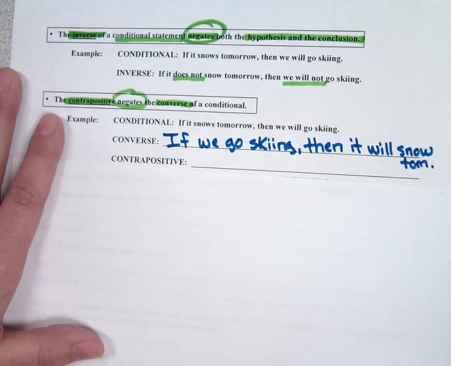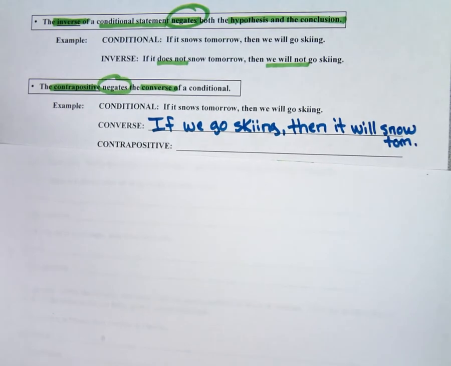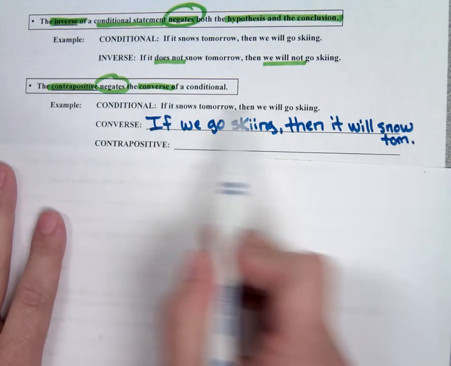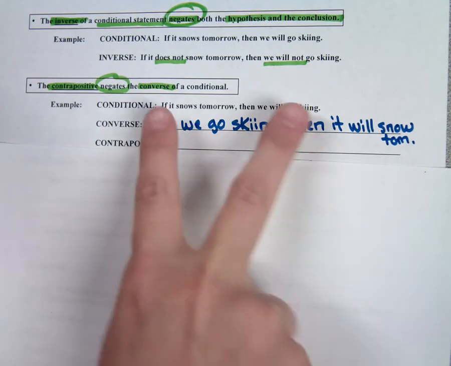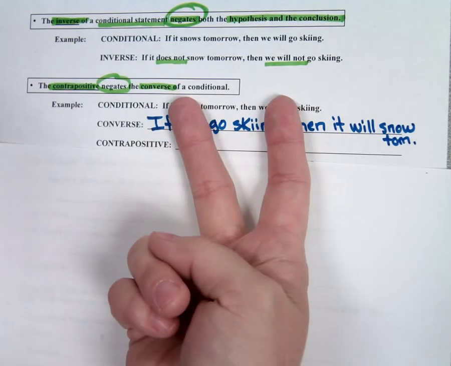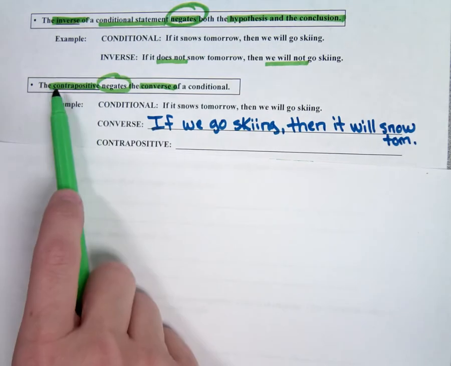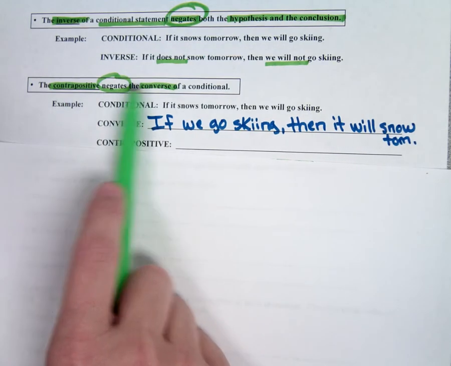And I'm just going to abbreviate tomorrow. If we go skiing, then it will snow tomorrow. I have to change the way it is worded just a little bit so it makes sense. Okay, so the converse flip-flops the sentence. And then the contrapositive is going to negate the converse.